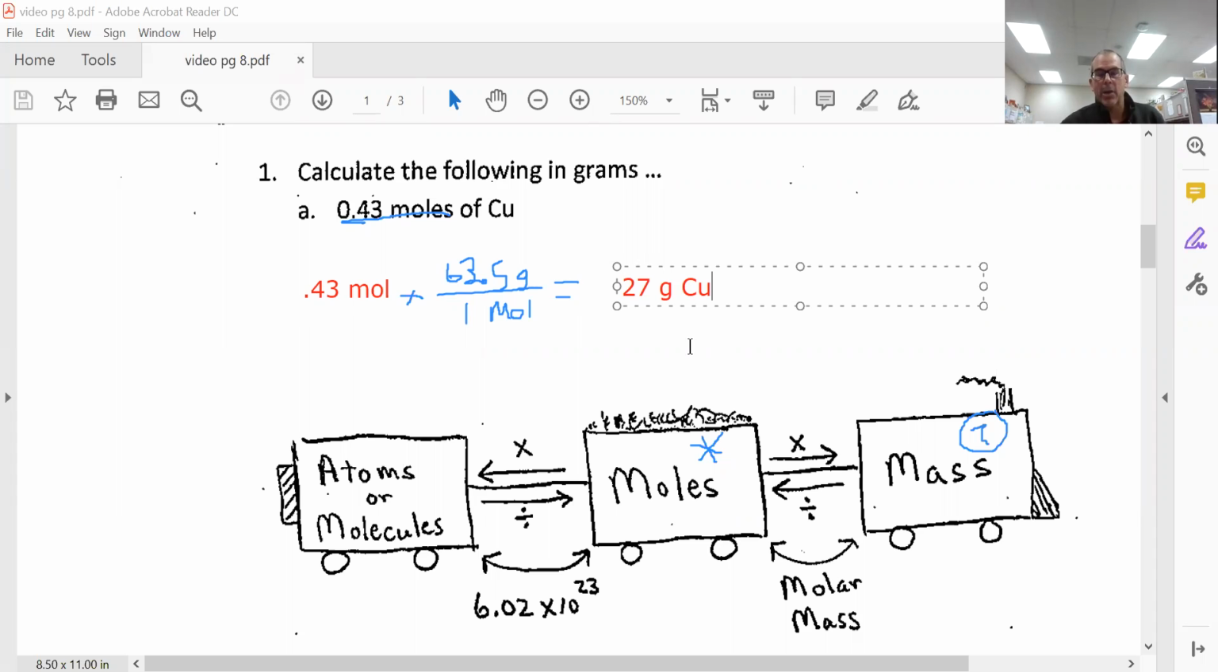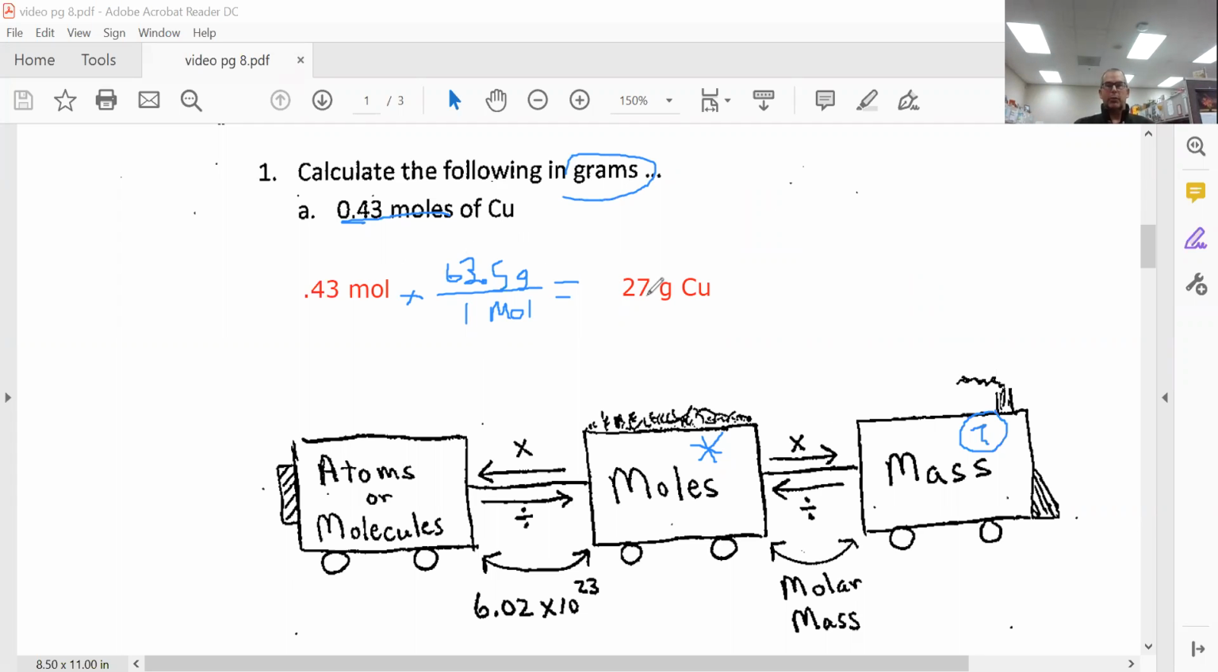Again, reviewing: I figured out where I was at. I figured out where I was going. I probably should have circled that. It said find the following in grams, and that was what I needed to find. So I started with my moles and multiplied by the molar mass. Whenever you multiply by molar mass, that will be different for every molecule, compound, or element you use. So you have to find that on the periodic table. I did that, and I ended up with 27.